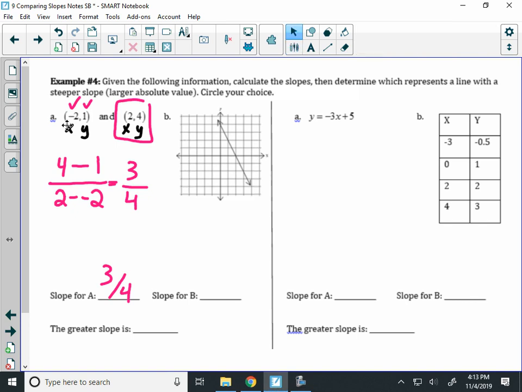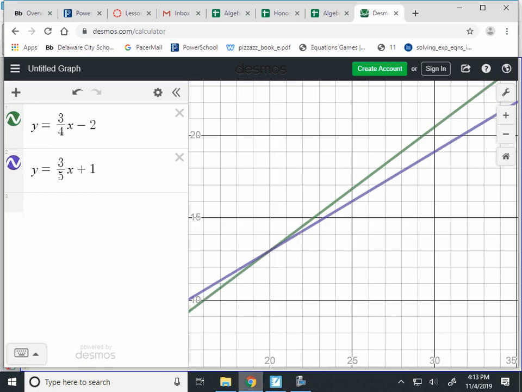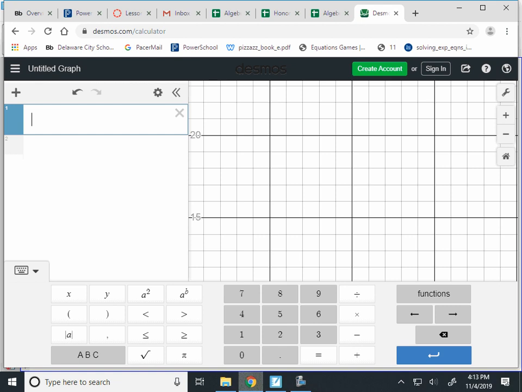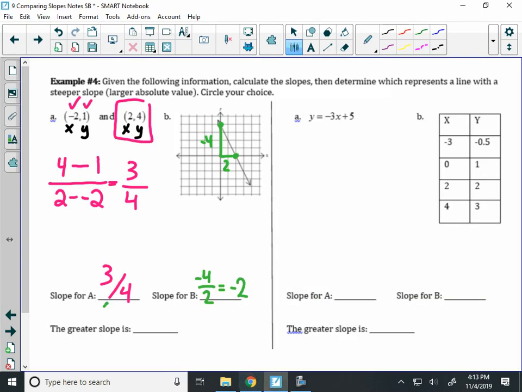The slope for B is negative. It's going down. We're going to pick 2 points on this graph. Pick these guys. Looks like I'm going down 4 over 2, which equals -2. And I have to decide which is bigger, 3/4 or -2. So if you need to, type 3/4 into your calculator. 3/4 is 0.75. Which is bigger, 0.75 or the absolute value of -2? Remember, you make it positive, which is 2. Well, the greater slope is for B. 2 is bigger than 0.75.